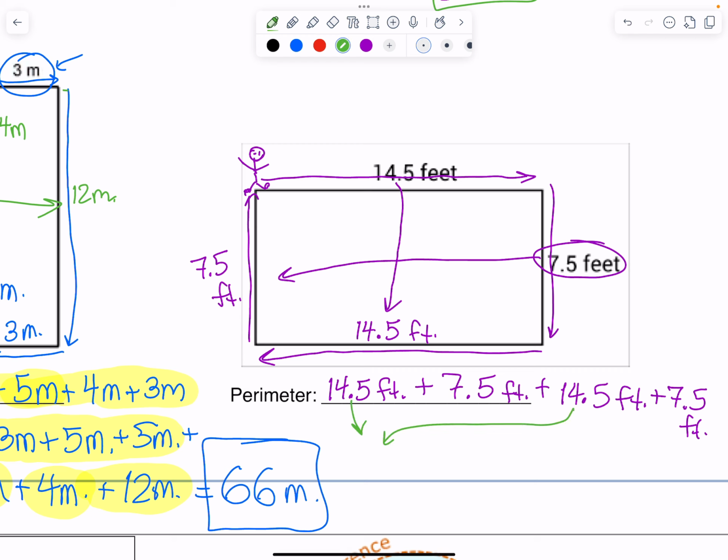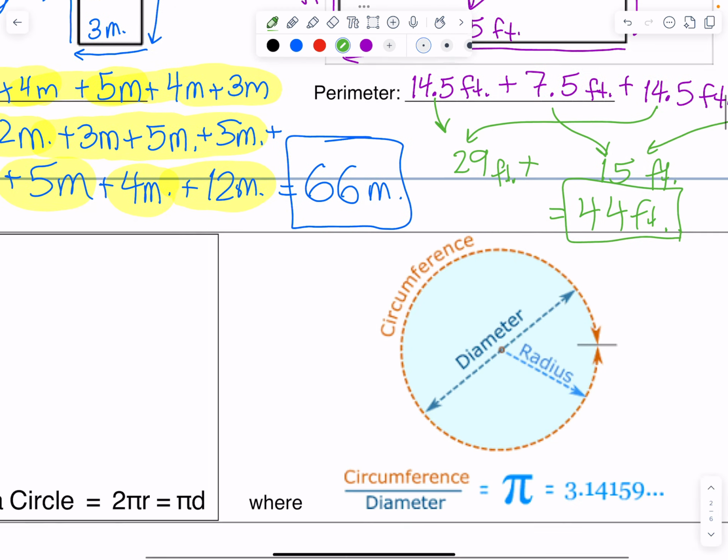But to me, it's easier to add the like ones. 14.5 and 14.5 is 29. And then 7.5 and 7.5 is 15. There we go. I'm going to add those together now. And that's in feet, of course. That would be, let's see, 44, I believe. I'm no math major, but I'm pretty sure that's the one.